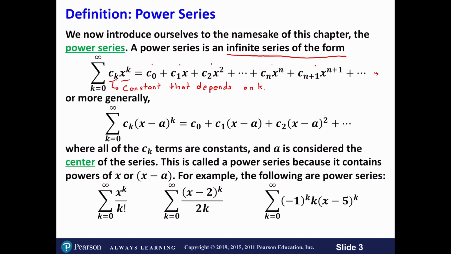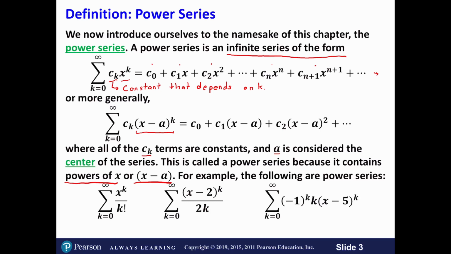More generally, if instead of x to the k, we may also write this as x minus a to the k. And it's basically the same exact thing. So, where the c_k terms are constants, a is considered the center of the series. This is similar to what we learned in the Taylor polynomial section. And this is called a power series because it contains powers of x or x minus a. And that's why it is called a power series.